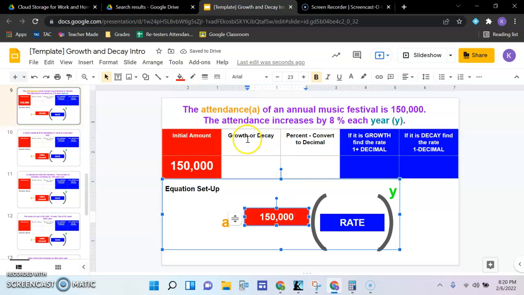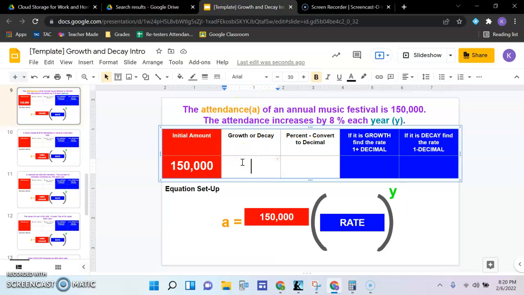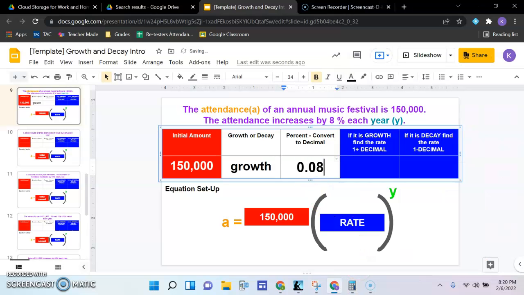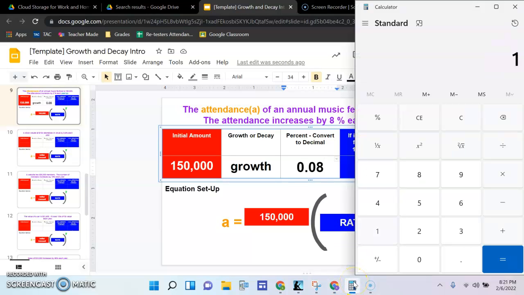150,000. Now, is it a growth or decay? The attendance is increasing. That means that it's growing. So we're going to put here growth. Now we're going to convert the percentage to a decimal, which is 8 divided by 100, which is 0.08. Because it is a growth problem, we're going to add 1 to it. So it's going to be 1 plus this. So we're going to put 1 plus 0.08. Enter. And our growth factor is 1.08.